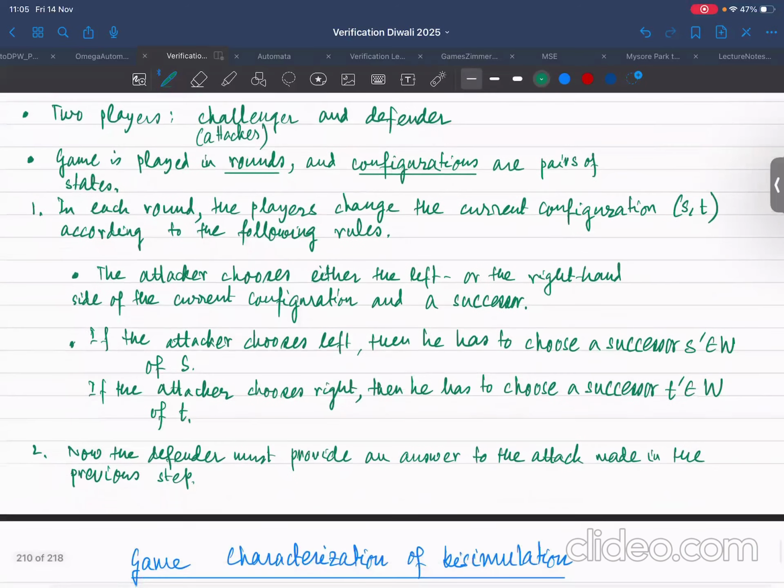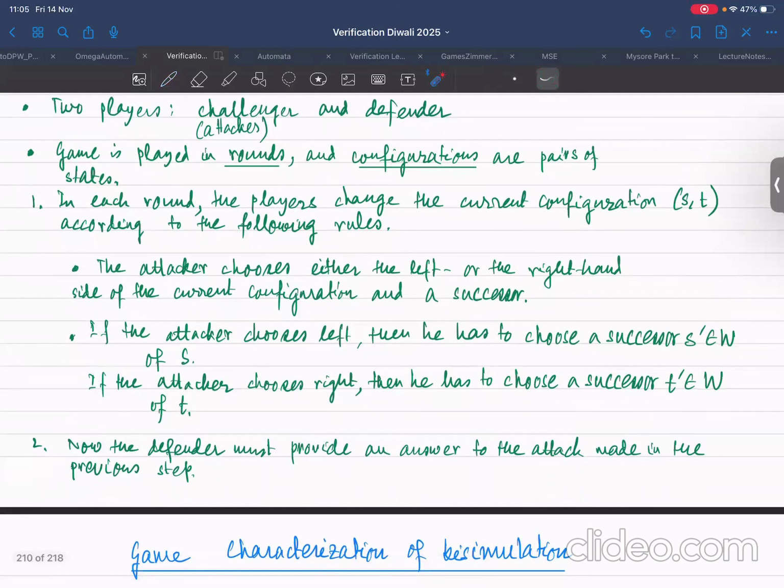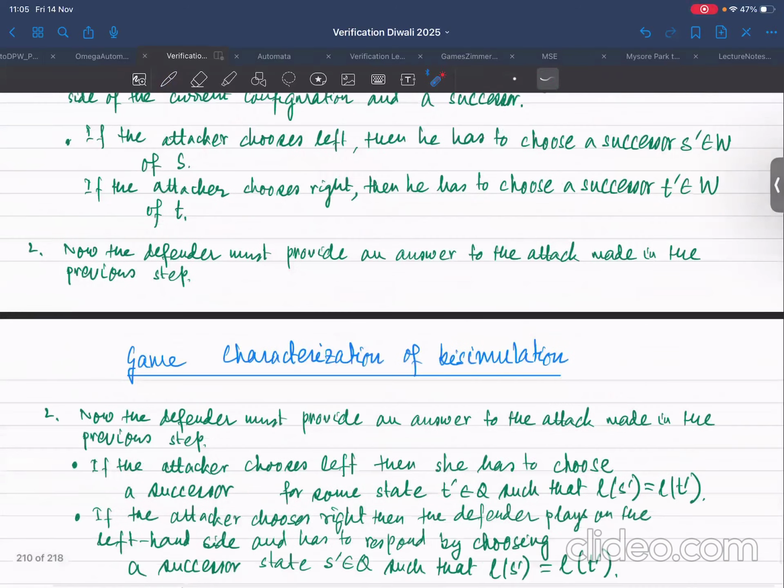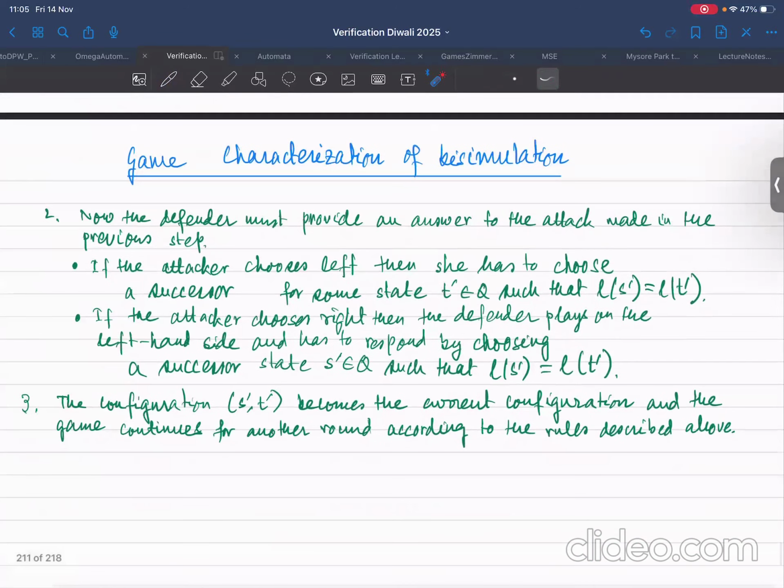And the defender must provide an answer to the attack made in the previous step. So the challenger is choosing the side and making a move, that means choosing a successor. The defender has to choose the other side and make a matching move. So if the attacker chooses left, then the defender has to choose a successor, for some state T', such that the labels are the same. A matching move. That's all it says.